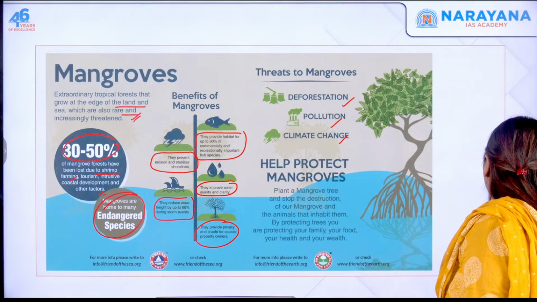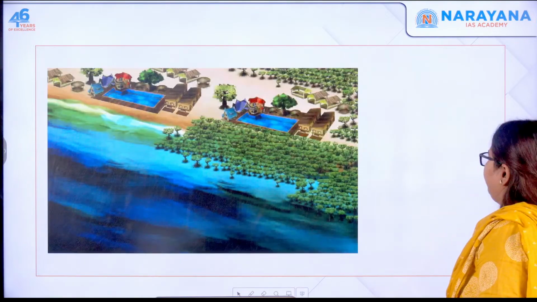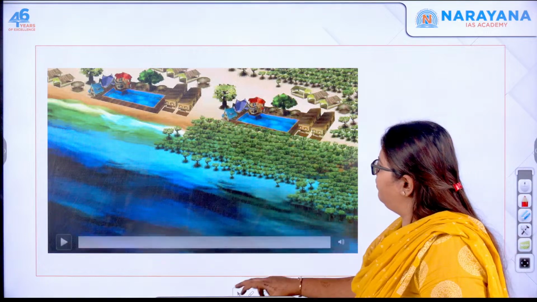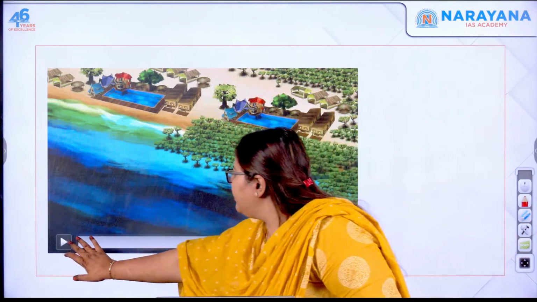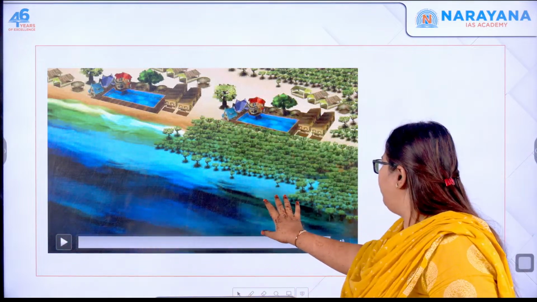Now let us actually see an interesting video. So if you see, these are the areas with mangroves and these are the areas without the mangroves, okay.